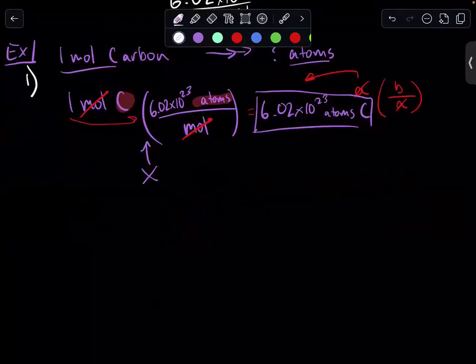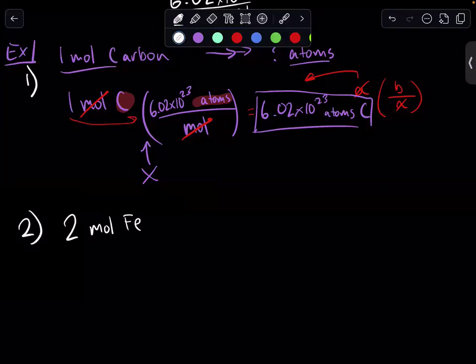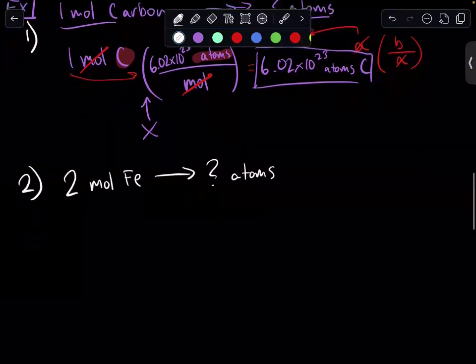So that was problem 1. Let's go to problem 2, and we're going to do 3 problems today. Let's say now we have 2 moles of iron, and I want to know how many atoms that is. You know what? We'll do 4 problems. I'm taking it back. So go ahead and pause it if you want to try it out. Otherwise, we're going to get going.